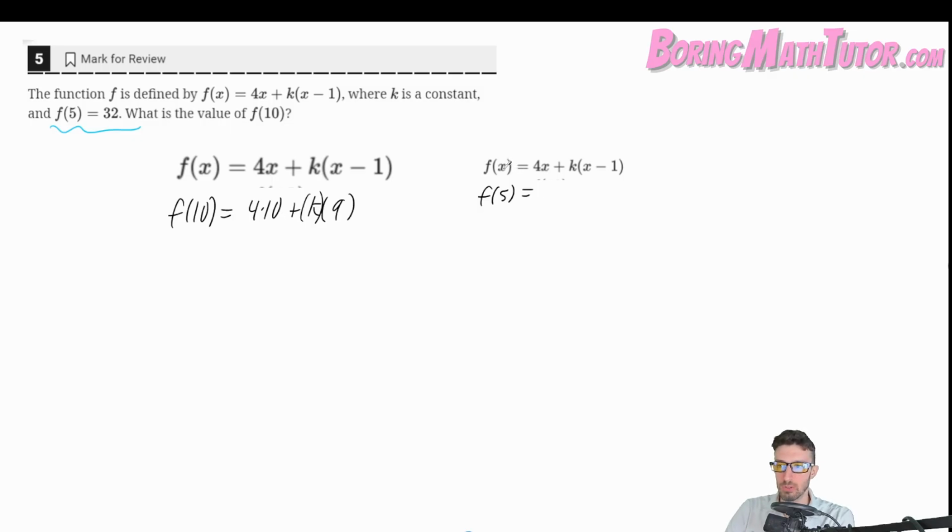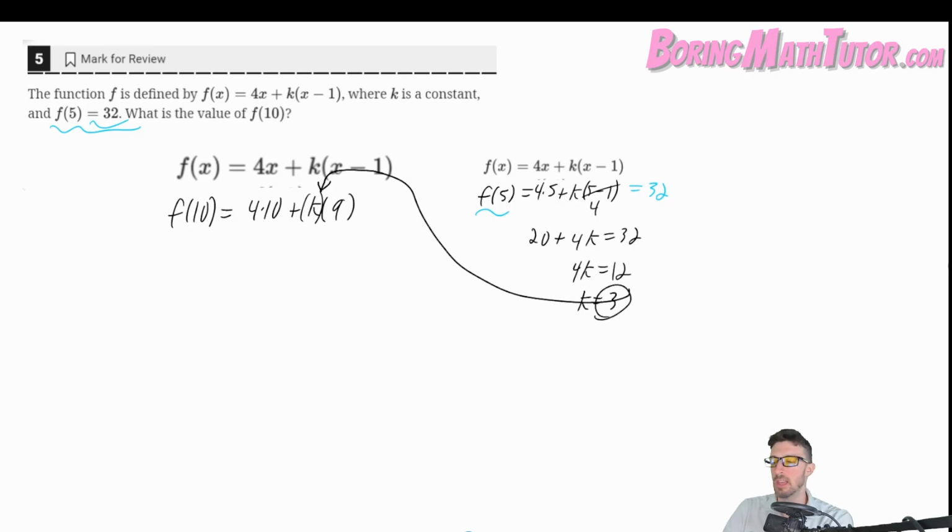So what you do is you start with f of 5, and you just plug in the 5 wherever you see the x. So in this case, that just turns into 4, right? But we know that f of 5 is supposed to equal 32. So that means this whole thing equals 32. Now 4 times 5 is 20. So I have 20 plus 4k equals 32, which means that 4k must equal 12. And then that means that k is equal to 3, which is great because that was the missing piece to figuring out the value of f of 10.